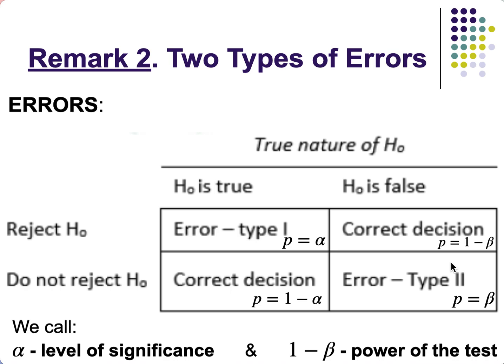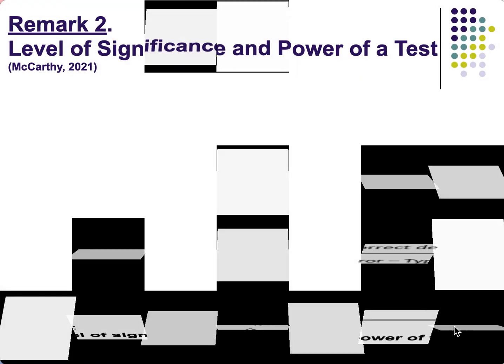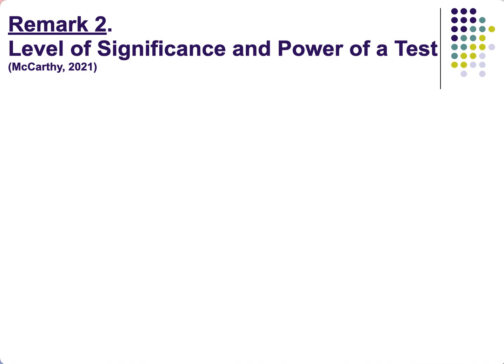But let's put some notations. Alpha is also known as your level of significance, or simply as your alpha level, and your one minus beta, or the complement of your type 2 error, is what we call as the power of the test. Now, why are they called like that?